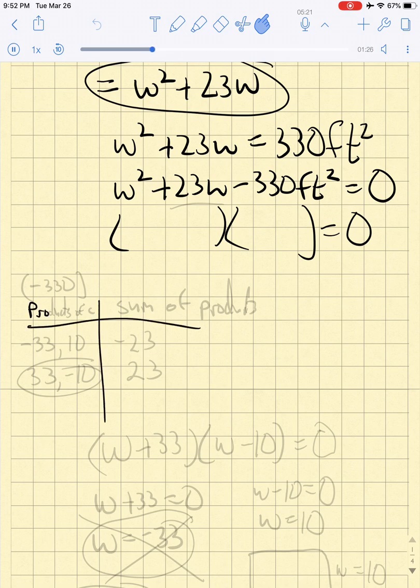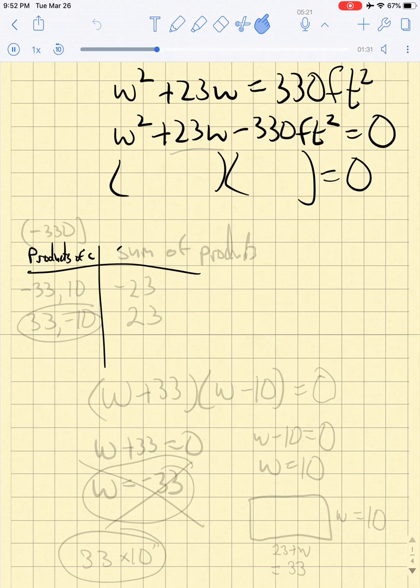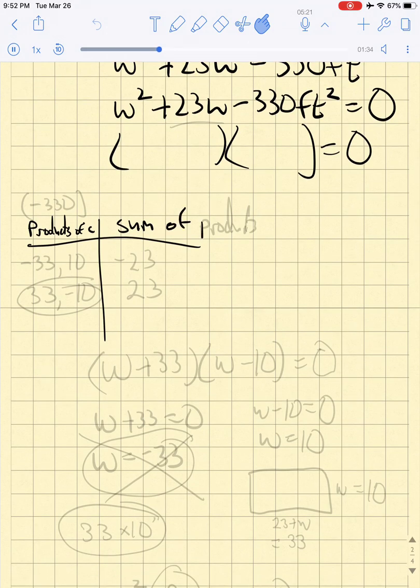We're going to have products of C and then sum of products. In this case, C is negative 330. So we got to think about what things multiplied give negative 330. What if I did negative 33 times 10? Would that give me a positive 23 in the middle? You see how we have a positive 23W here? We don't. That would sum to negative 23, which is not right.